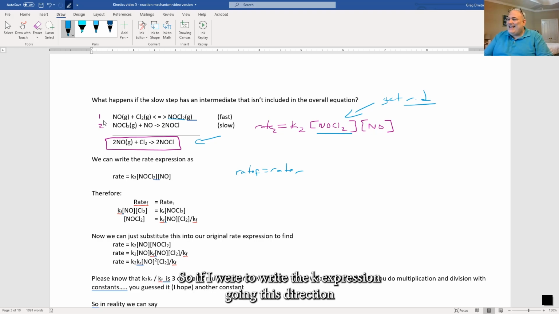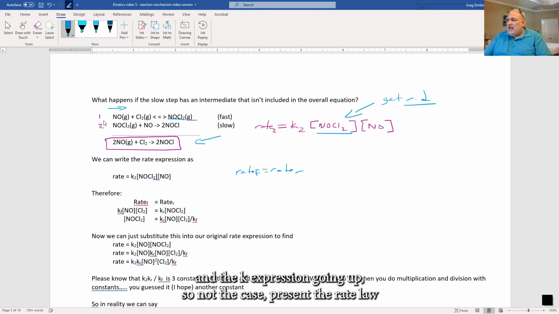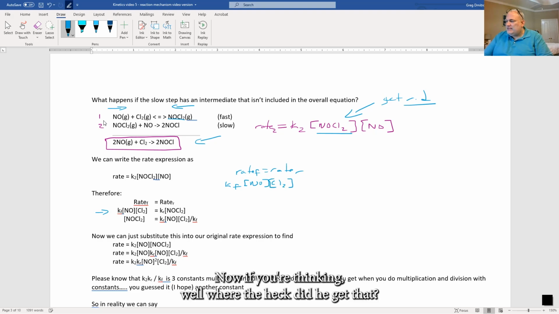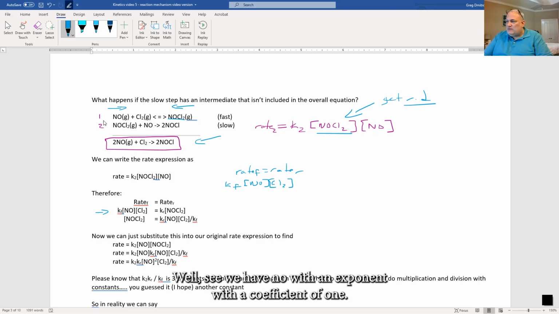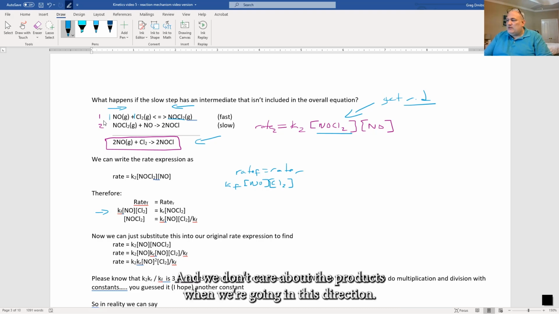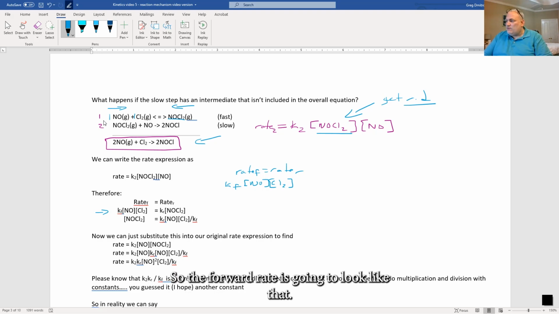So if I were to write the rate law going in this direction and the rate law going in the other direction, they'd have to be equal to each other. I'm going to use the expression that's done neatly right here, but I'm going to do it underneath. I'm going to write Kf times NO times Cl2. If you're thinking, where did he get that? Well, we have NO with a coefficient of 1, and here we have Cl2 with a coefficient of 1, and we don't care about the products when we're going in this direction. So the forward rate is going to look like that.